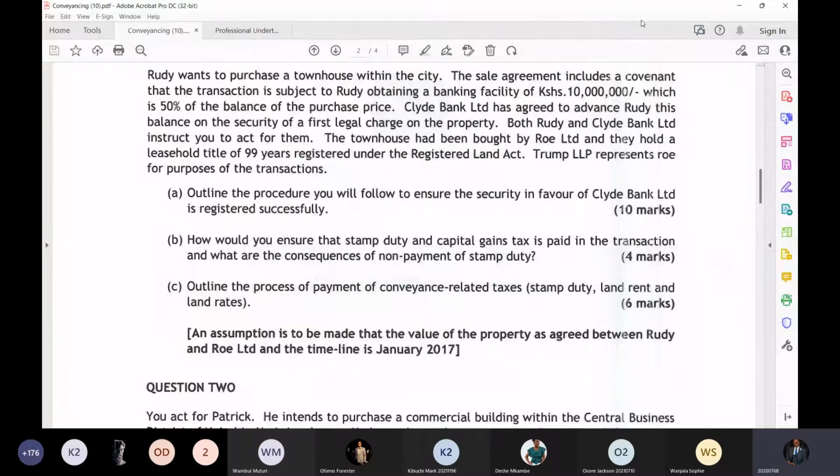So after valuation, the next step is logging on to iTax. What else? You pay the amount. You go pay the amount to a government bank. What bank? It's just KCB. You go to KCB, pay the amount that has been assessed. After paying, you now return the documents together with proof of payment to the collector of stamp duty.